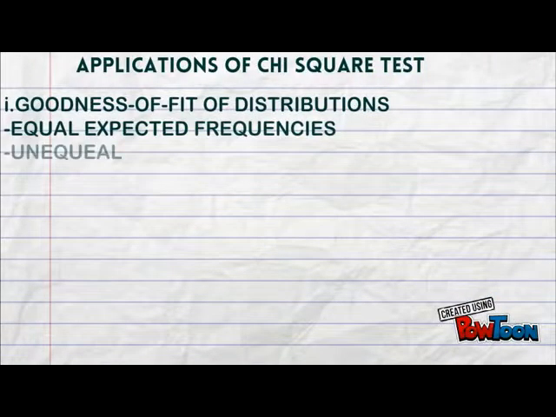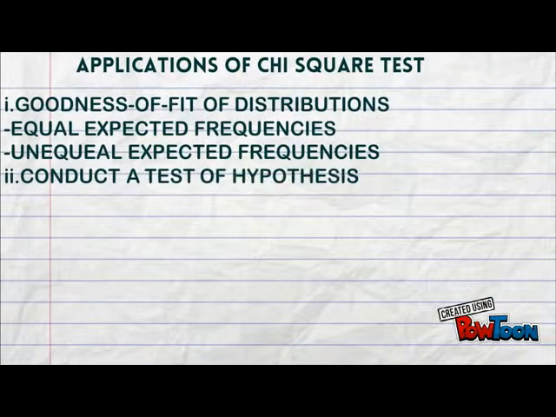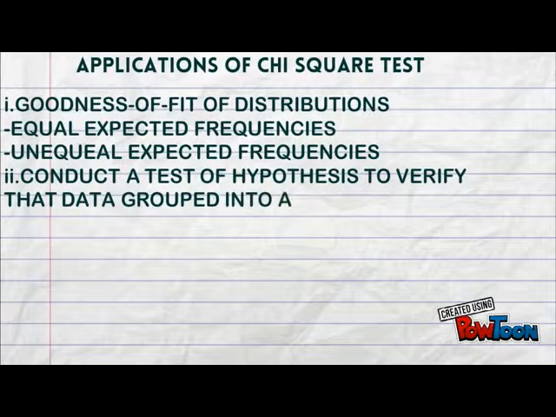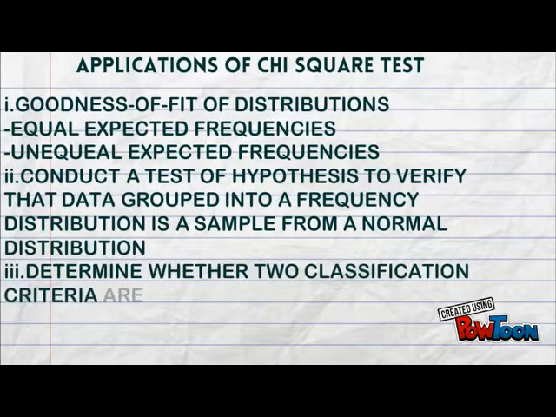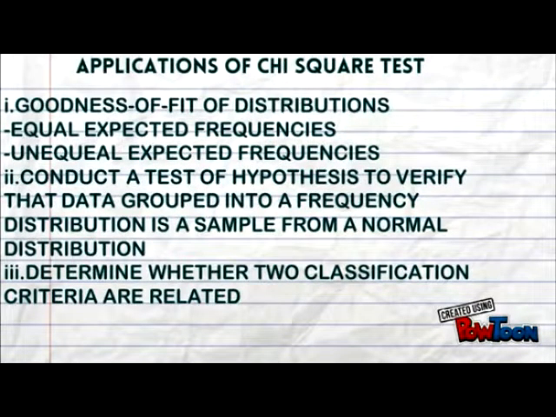There are three applications of the chi-square test. First is goodness of fit of distribution. This application divides into two, that is equal and unequal expected frequency. Second is to conduct a test of hypothesis to verify that data grouped into a frequency distribution is a sample from a normal population. Last is to determine whether two classification criteria are related, known as contingency table analysis.